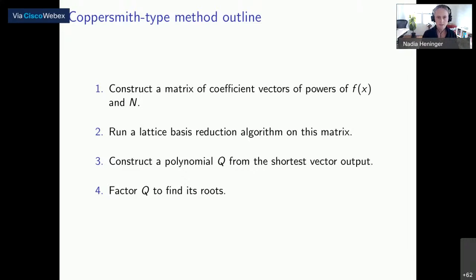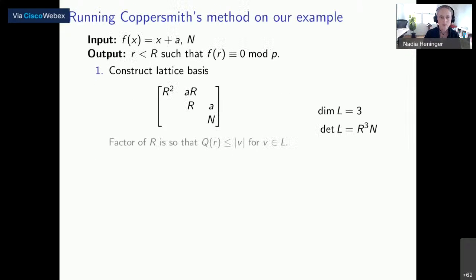What I did in my example was construct a lattice basis, a matrix of coefficient vectors of powers of the polynomial that I constructed and n. I ran a lattice basis reduction algorithm on this lattice, and then I constructed a polynomial from the shortest vector. Then I found the roots of this polynomial and examined each of them to see if any of them were the solution that I was looking for.